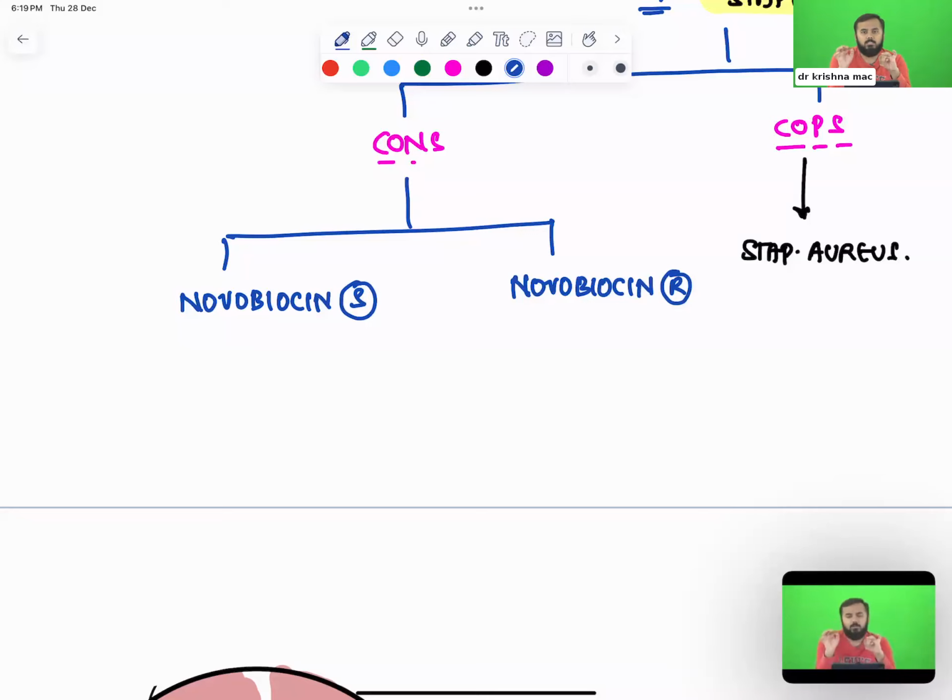I will write down these things later on when the names will come. Okay. So some of the bacteria are resistant to this antibiotic. Some of the bacteria are sensitive to this antibiotic. How will you know?